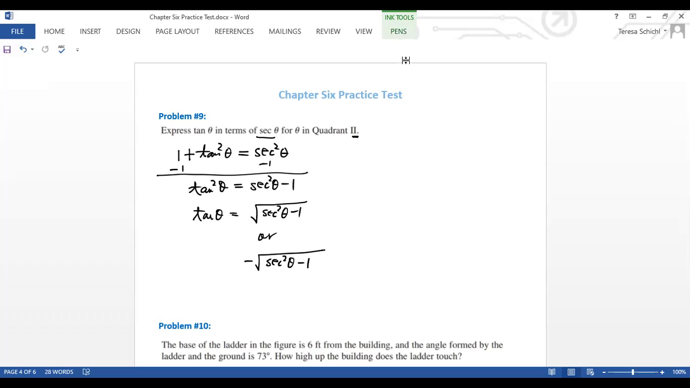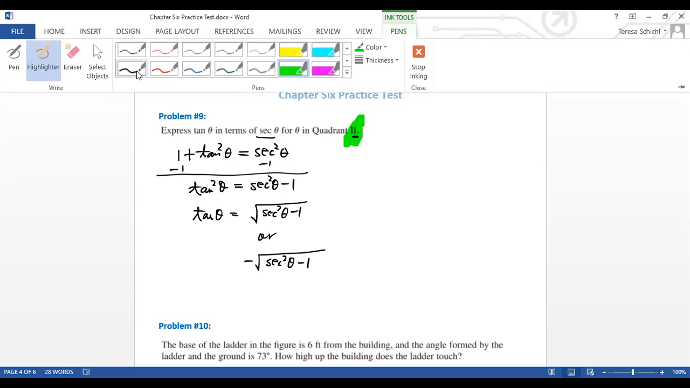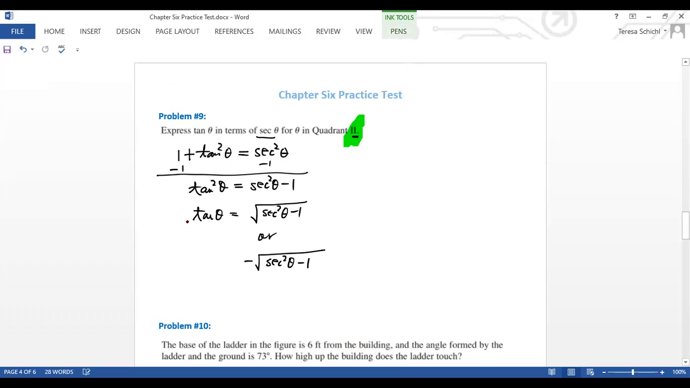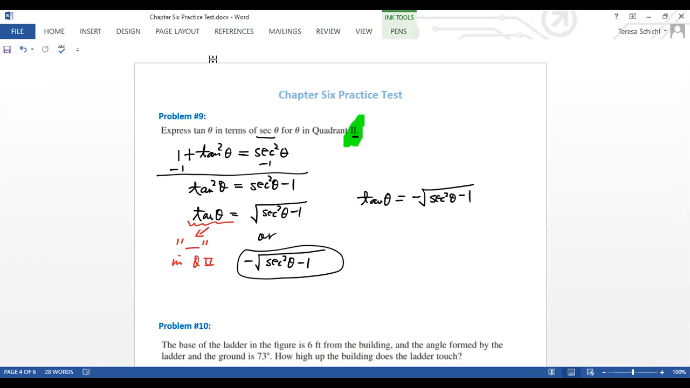Now, in here, I say the angle is in quadrant number 2. So in quadrant number 2, tangent is what? Tangent is negative in quadrant number 2. So what is my final answer for this one? That means I need to choose this one, right? So finally tangent theta is equal to negative square root of secant squared theta minus 1. All right, so all this is just using identities and the definitions here.